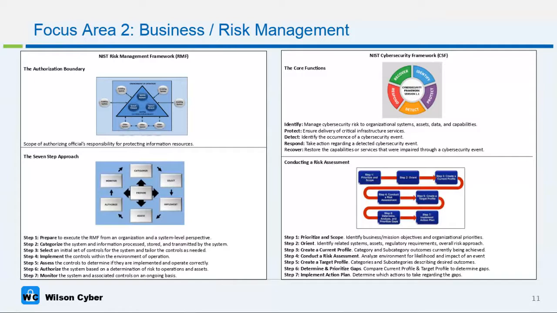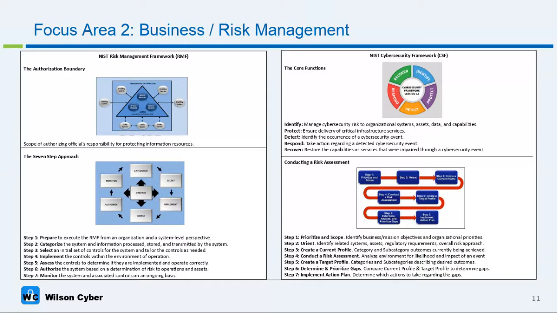The specific functions that we'll be looking at are based on the cybersecurity framework, where we have 5 core functions. Identify, which is to manage cybersecurity risk, organizational systems, assets, data, and capabilities. Then we have protect, ensure the delivery of critical infrastructure services. We have detect, identify the occurrence of a cybersecurity event. Respond, take action regarding a detected cybersecurity event. And recover, restore the capabilities or services that were impaired through a cybersecurity event.